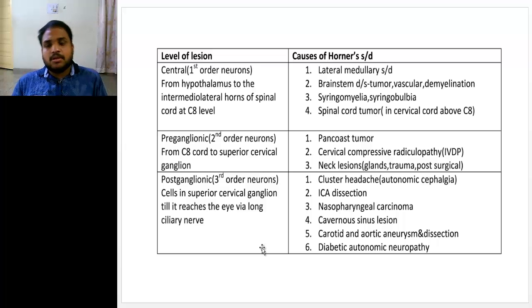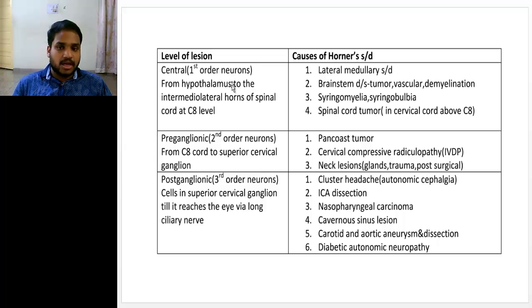Let us see. The causes can be divided into three. That is, due to the central lesion, that is first order neurons. If there is a lesion of the first order neuron, or of the second order neuron or third order neurons, it can cause Horner syndrome, right? The first order neurons run from the hypothalamus to the intermediolateral horns of the spinal cord at the C8 level. So the lesion is there at the first order neurons.